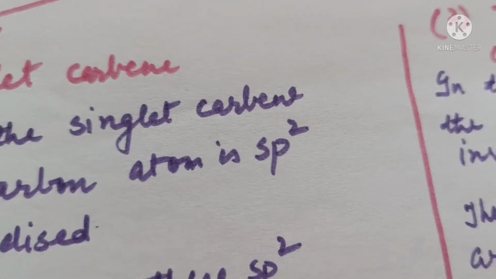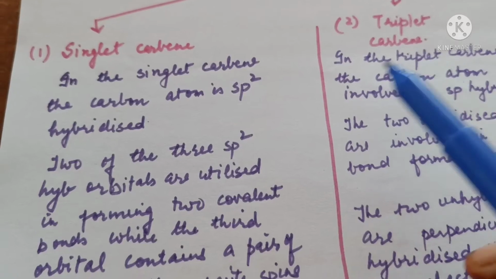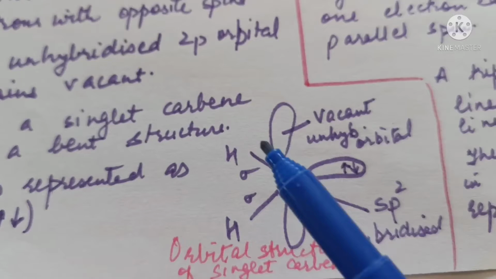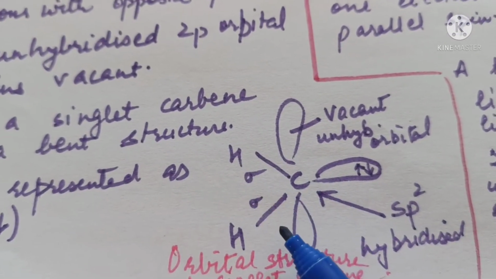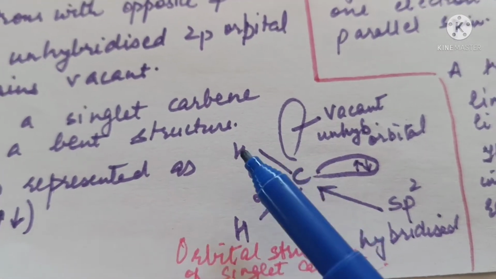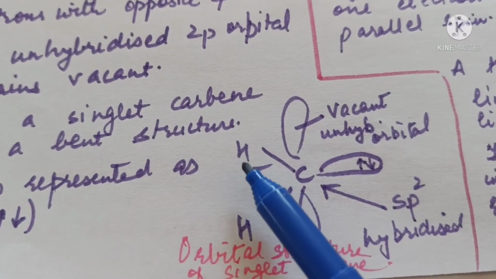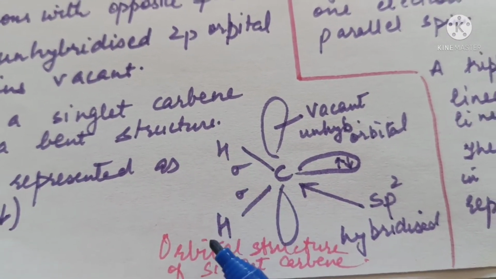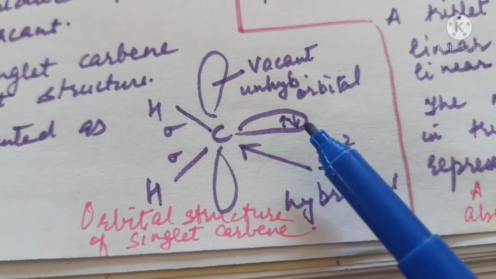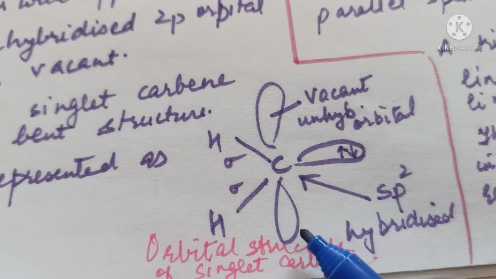Carbenes can be categorized into two classes, a singlet carbene and a triplet carbene. A singlet carbene is sp2 hybridized. Of the three sp2 hybrid orbitals, two are occupied by bond pairs. The bond is between the carbon atom and a monovalent group, in this case hydrogen. And the third sp2 hybrid contains a pair of electrons with opposite spins, and the unhybridized p orbital is vacant.